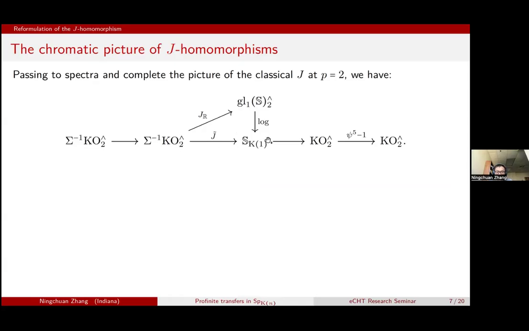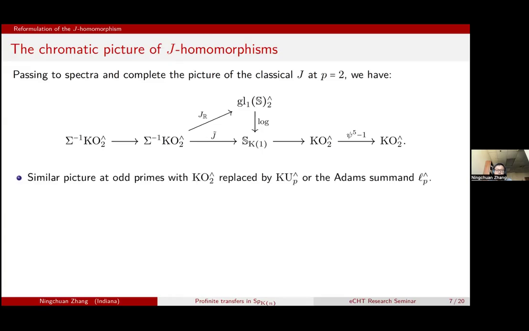And the J map now, stably, can be realized as a map from this suspension of KO, which we should think of as the spectral version of the infinite orthogonal group, to the group of units of the sphere spectrum. And then this vertical map is the K(1)-local logarithm map, or that's related to the Bousfield-Kuhn functor. And then there's this map J tilde. So why is this J tilde? There's a similar picture at odd primes with KO replaced by KU or the Adams summand. And in this picture, we have this J tilde map.